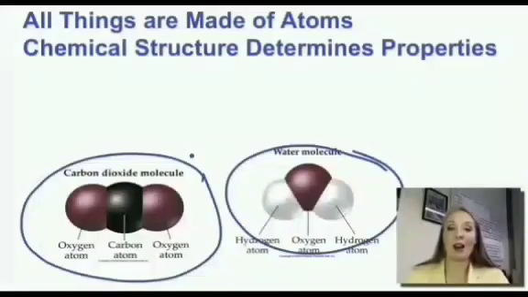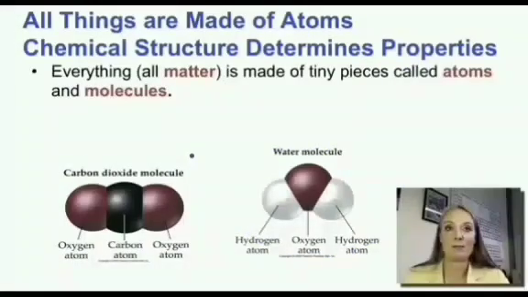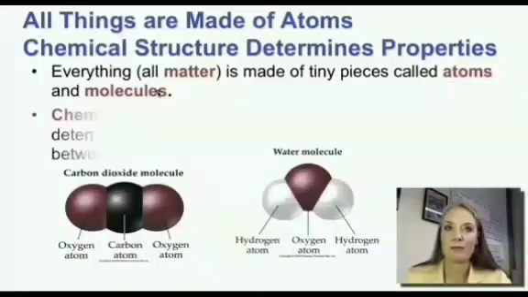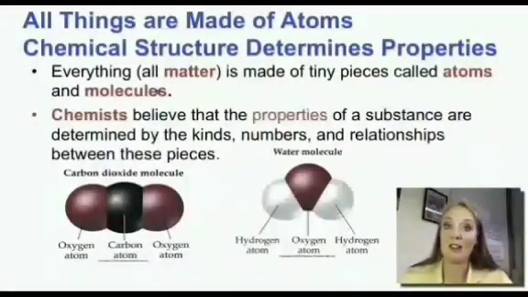But that matter was comprised of atoms and molecules, just like all other matter. And the chemical structure of the water and the carbon dioxide, the sugar, and the citric flavorings that are in that particular sample determines the property of that matter. So just to review, everything, all matter, is comprised of tiny pieces called atoms and molecules. Chemists believe that the properties of the substances, in other words, whether the substance is a solid, liquid, or a gas, how high is the boiling point, what does it taste like, what does it smell like, all of those things are determined by the kinds, numbers, and relationships between the atoms and molecules of that substance.